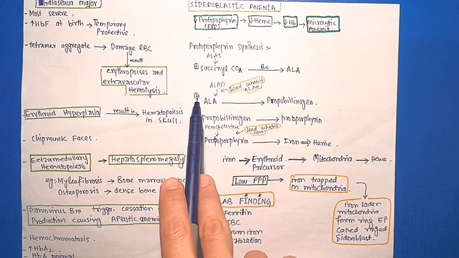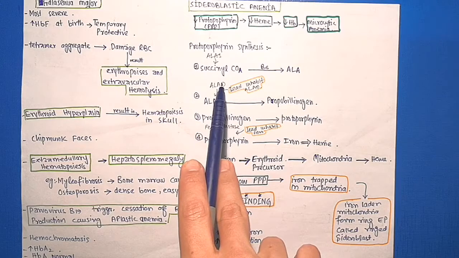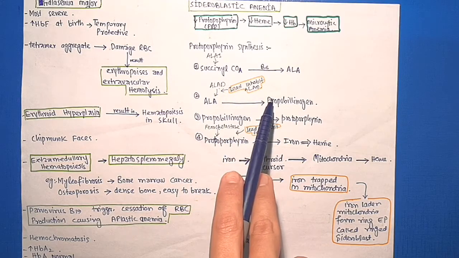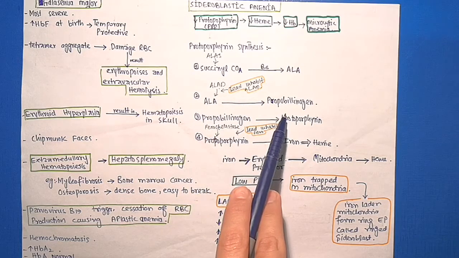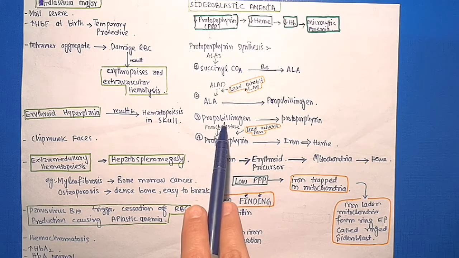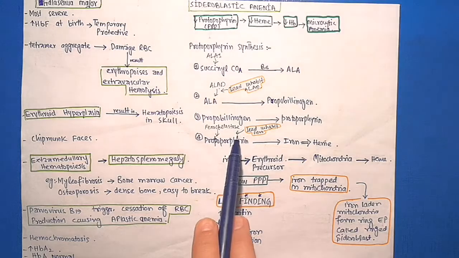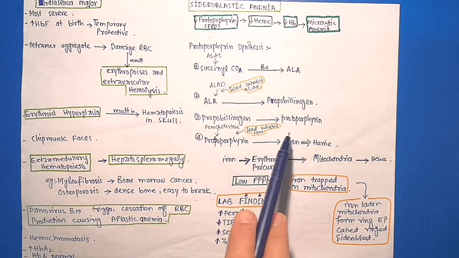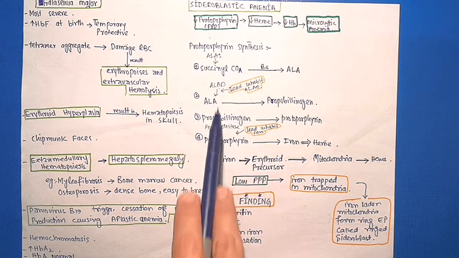Number 2, ALAD, aminolevulinic acid dehydratase, converts ALA into porphobilinogen. And number 3, porphobilinogen into protoporphyrin. And number 4 is ferrochelatase, which attaches the protoporphyrin to iron to make the heme, which finally occurs in mitochondria. Now, lead inhibits ALAD and ferrochelatase.